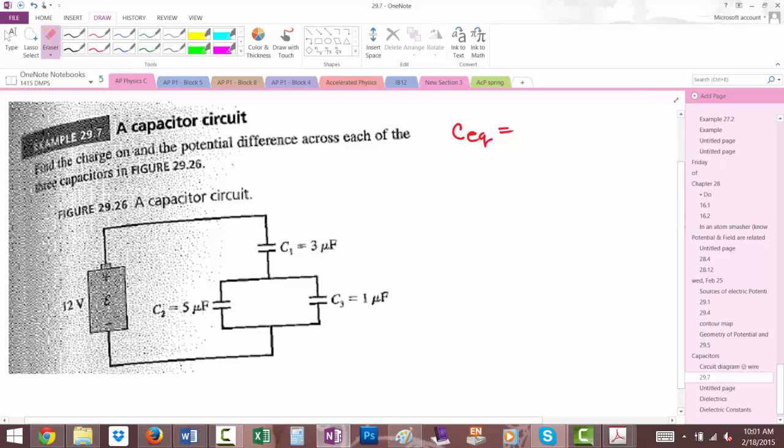That's not too bad, right? Like everything, it's not that bad once you get it. So what is the equivalent capacitance? Okay. Now, the question actually asks for you to find the charge on and the potential difference across each of the 3 capacitors.